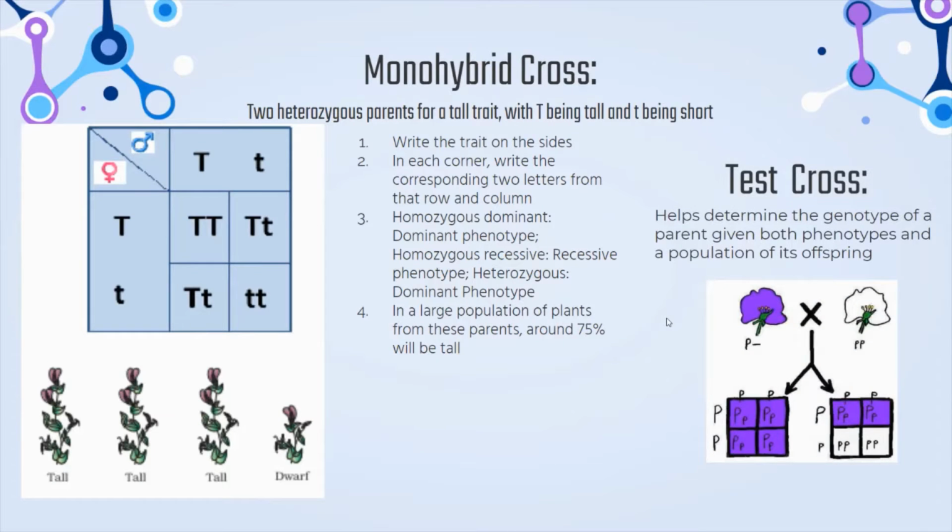A test cross helps determine the genotype of a parent given both phenotypes and a population of its offspring. So in this example, if we know that we have a parent that is purple and a parent that is white, and we know that the dominant allele is capital P and that means it's purple, whereas a lowercase p or the recessive allele will make it white, and we also observe the population to have all purple plants, then we will know that the parent is homozygous dominant for big P. However, if we see that about 50% of the offspring are purple, then we know that the parent will have to be heterozygous in order to receive this monohybrid cross.